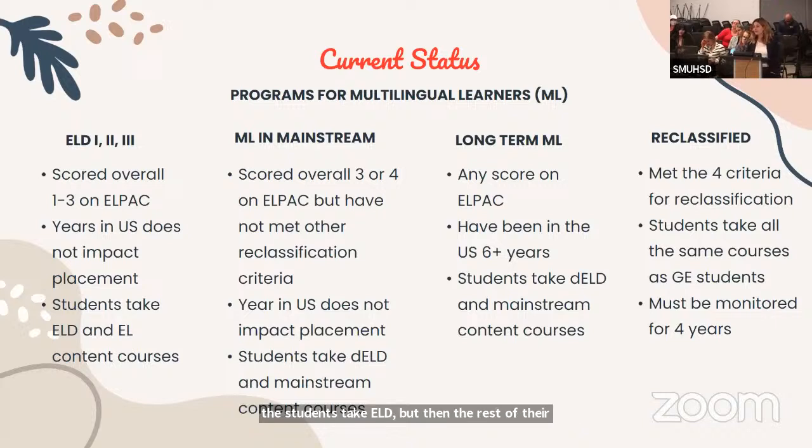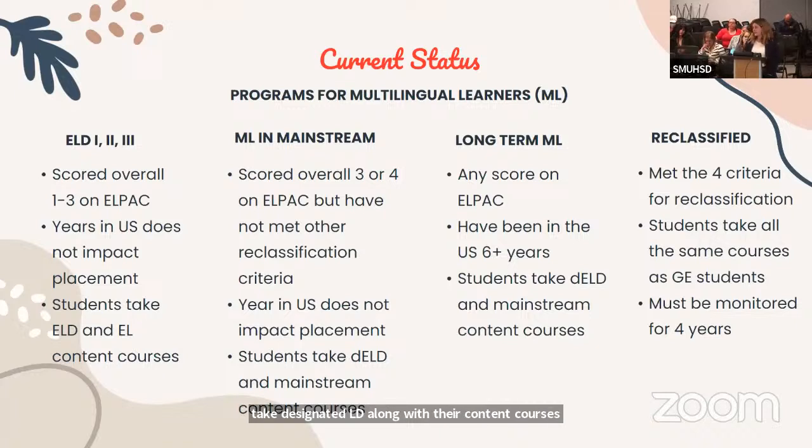Then we have our long-term multilingual learners, and they can have any LPAC score. They have been in the US for 6 or more years, and they take designated ELD along with their content courses that are in the mainstream.